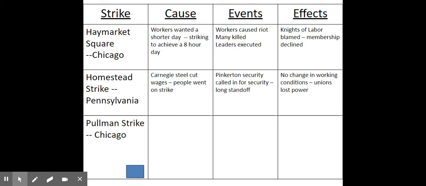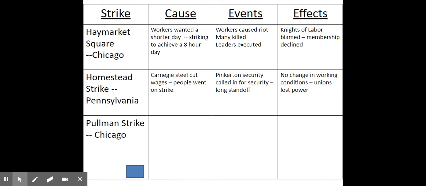The last strike is the Pullman strike. Now, the Pullman strike takes place in Chicago. In 1893, the Pullman Palace Car Company, which produced luxury railroad cars, laid off workers and reduced wages by 25%. Inventor George Pullman, who owned the company, required workers to live in the company town near Chicago and controlled their rents and the prices of goods. In May 1894, workers sent a delegation to negotiate with Pullman. He responded by firing 3 workers and shutting down the plant.